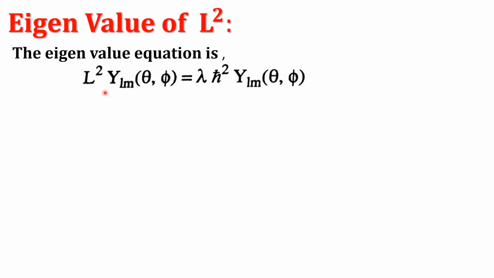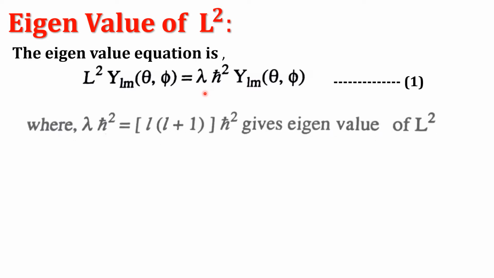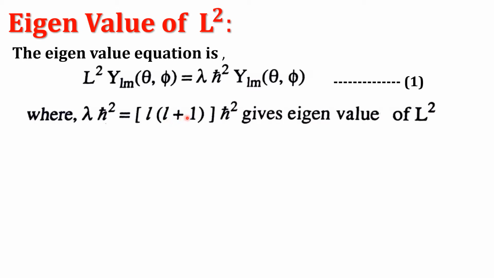Once L² operates on the function Y, it reproduces the same function multiplied by a constant term. That constant term is λħ². That equation is known as the eigenvalue equation for L², and it is equation number 1. In that equation, λħ² we write in terms of l(l+1)ħ², and it gives the eigenvalue of L².